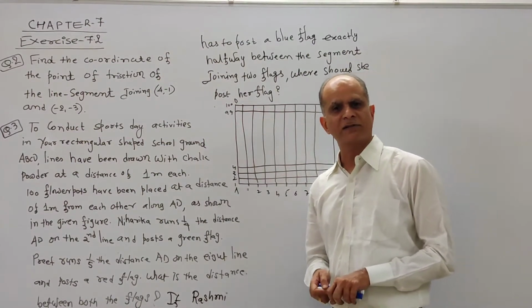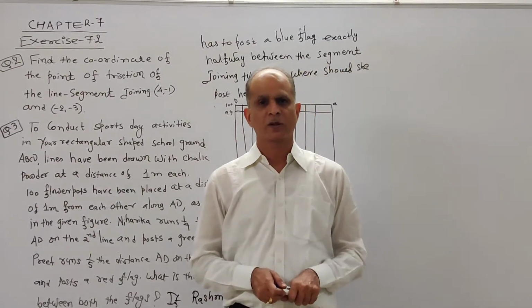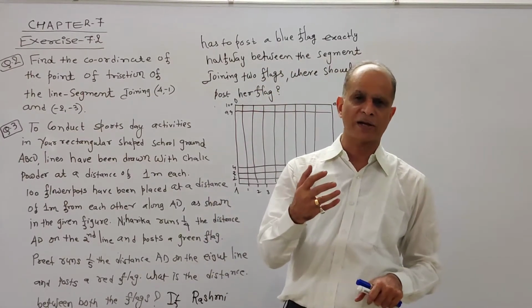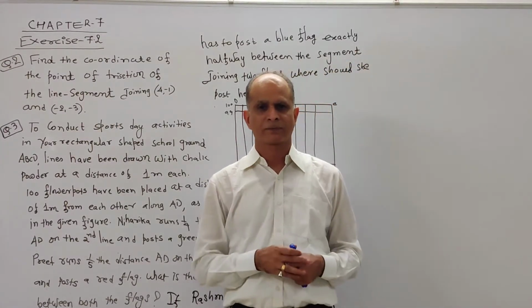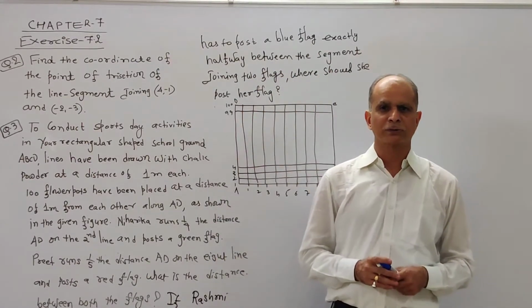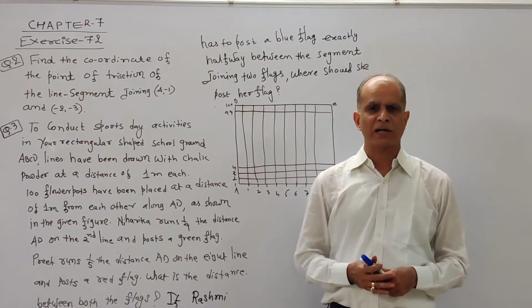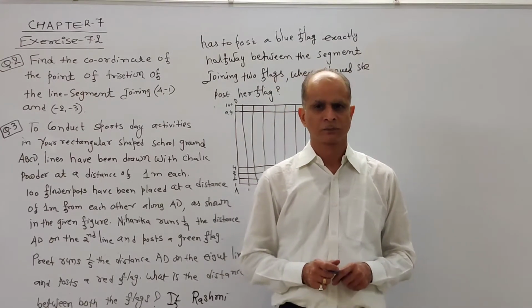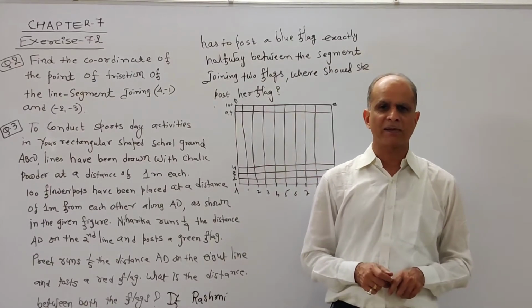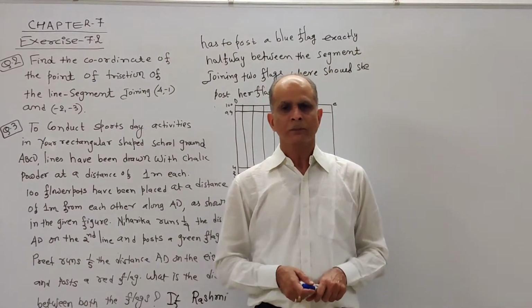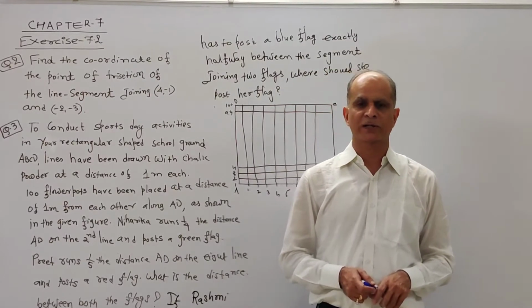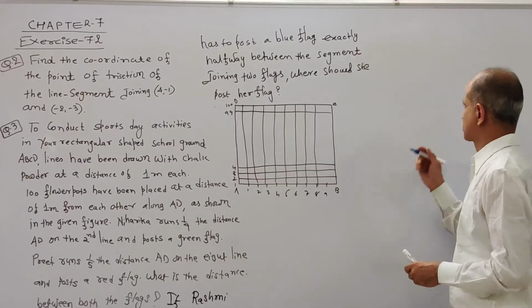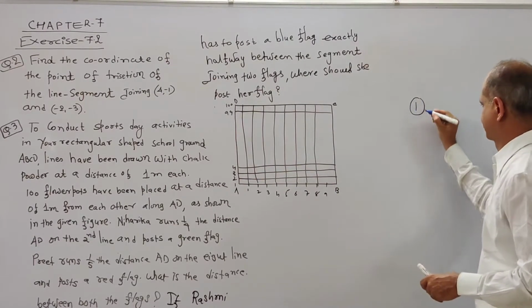You know there are only three concepts in this chapter. The first concept is distance formula. You know how to find out the distance between two points. AB is equal to under root (x1 minus x2) whole square plus (y1 minus y2) whole square. One can also write AB is equal to under root (x2 minus x1) whole square plus (y2 minus y1) whole square. So that is your first concept, and that is distance formula.